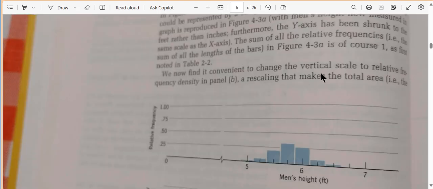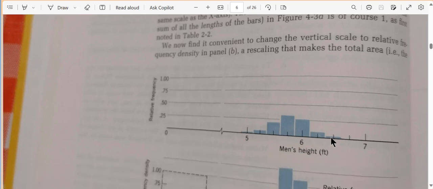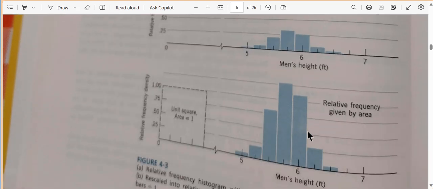So here they kind of try and bring us into this idea slowly. Here we have men's height in feet. A foot is approximately 1/3 of a meter. So here's 6 feet, the number of people who are 6 feet tall, and I guess this is some fraction between 6 and 7. Anyway, this is a bar graph, and then we can rescale that.